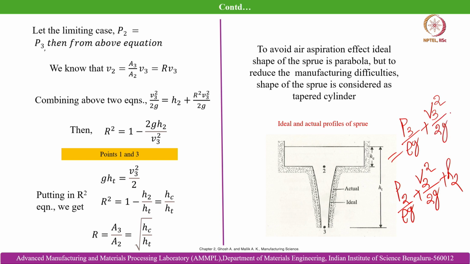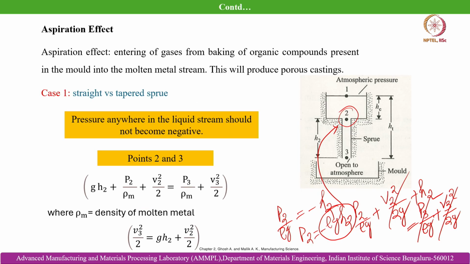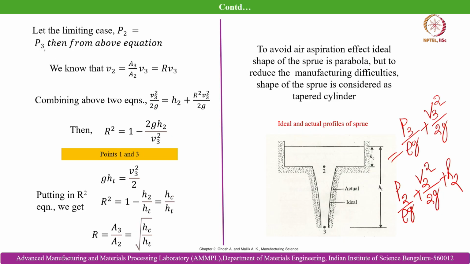Here, because this is from the reference point, H 3 becomes 0. In the limiting case, P 2 becomes equal to P 3, so these two also get cancelled out. Then we arrive at this expression from here. So, P 3 by rho g gets cancelled out.